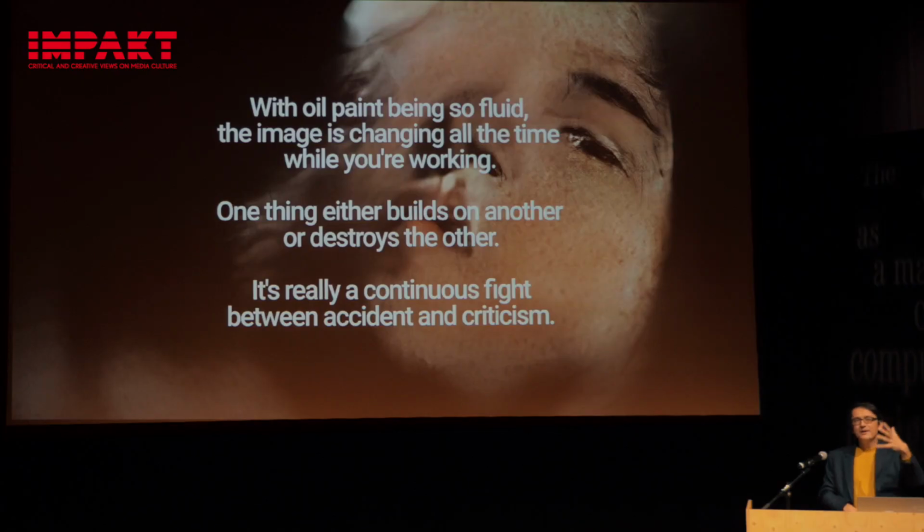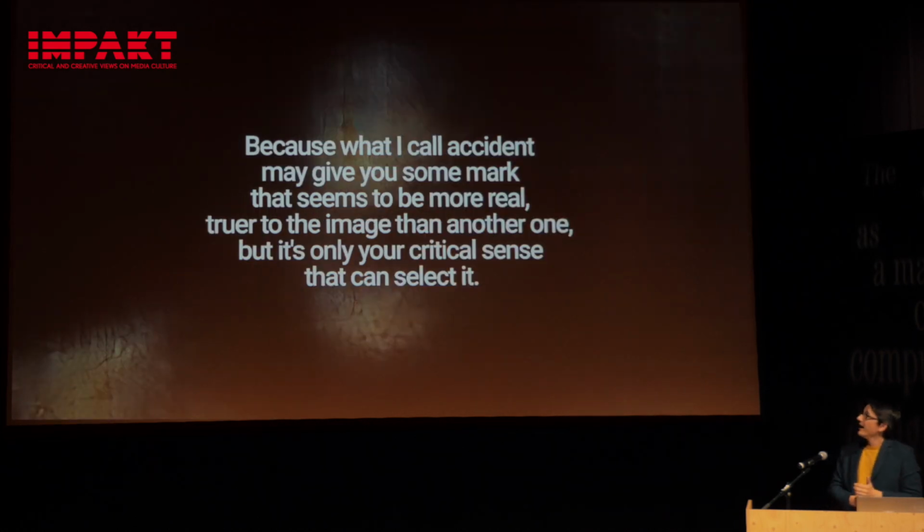And so when I'm working with these models, I feel exactly the same way. I look at hundreds or thousands of variations, and some of them speak to me and others don't. But only when the model shows it to me can I see it. So I know it when I see it. And then the point is, you are trying to make accidents happen, but in a controlled fashion. Because what I call an accident may give you some mark that seems to be more real, truer to the image than another one.